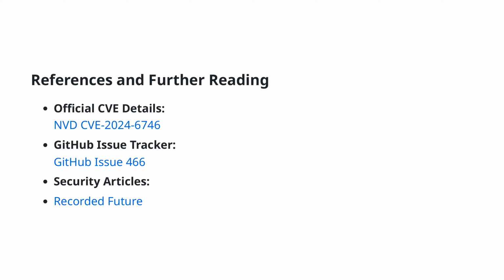Additionally, the GitHub Issue Tracker, labeled as GitHub Issue 466, offers practical insights and contributions from the community on addressing this particular CVE. You can find discussions, potential fixes, and ongoing developments related to the issue. Lastly, for a broader context, security articles from Recorded Future provide detailed analysis and reports. These articles can help you grasp the broader implications of this vulnerability and stay updated on any emerging threats and mitigation strategies. Remember, staying informed through these references not only aids in immediate remediation, but also enhances your overall understanding and responsiveness to security threats.